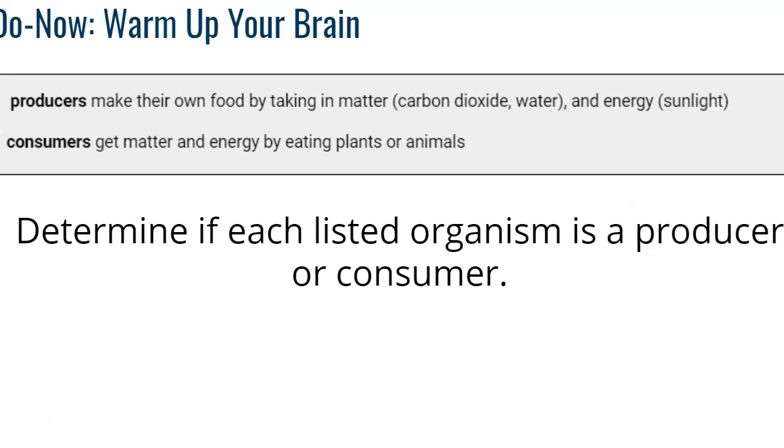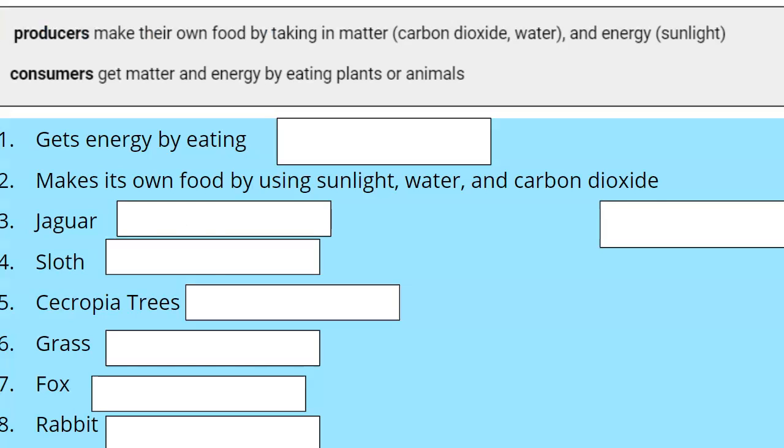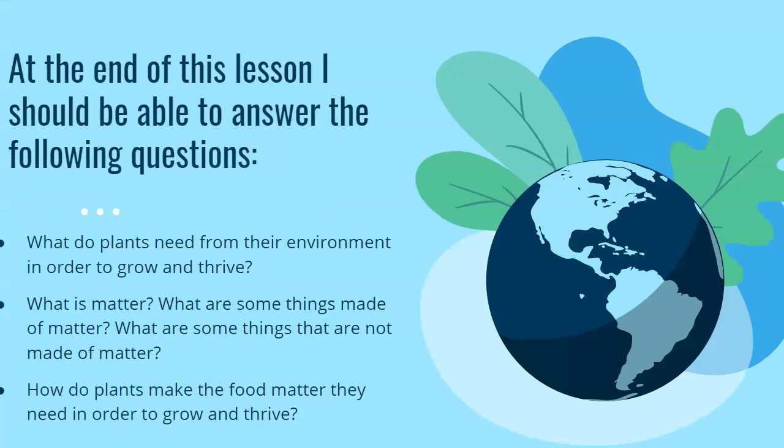In our last lesson, we learned about producers and consumers. Producers make their own food by taking in matter, which is our carbon dioxide and water, and also energy, which is our sunlight. Consumers get matter and energy by eating plants or animals. What you will do is determine if each listed organism is a producer or a consumer. Good job.